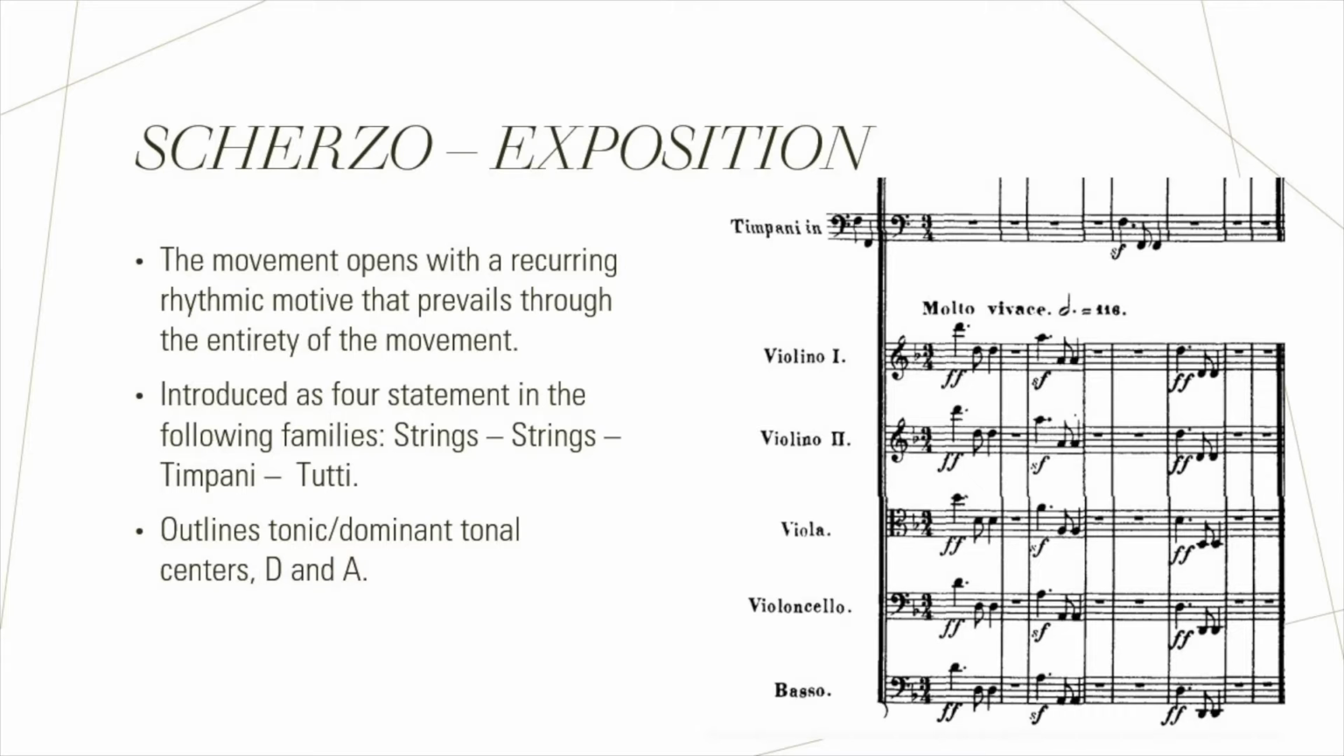The movement opens with a recurring rhythmic motif that prevails throughout the entirety of the movement: dotted quarter, eighth, quarter. It is introduced as four big statements in the following families in this order: strings, timpani, and tutti. It outlines a tonic and dominant tonal function over D and A, and it sounds like this.